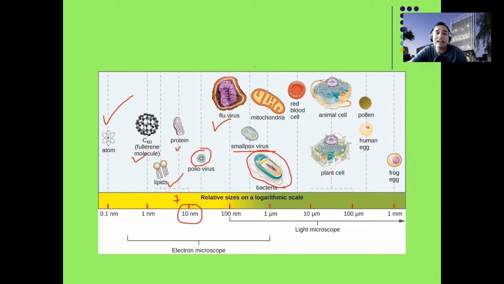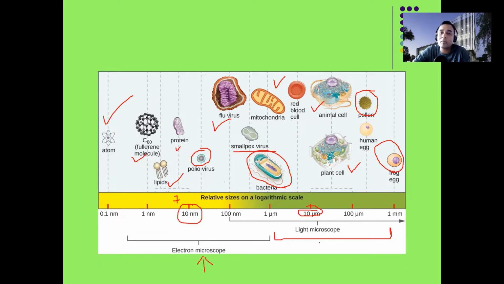Okay. And we have mitochondria, which can be much bigger than the viruses and even the bacteria in some cases. And after 10 micrometer, we have cells. They start from about 20 micrometer up to 100 micrometer, plant cell and animal cell. Pollen, obviously, is going to be bigger than 100 micrometer, right? And then we have the frog egg. Very small, right? So these are the different sizes. And from here to here, you can see only by electron microscope, right? And from 1 micrometer up to 1 millimeter can be seen by the normal microscope, right?